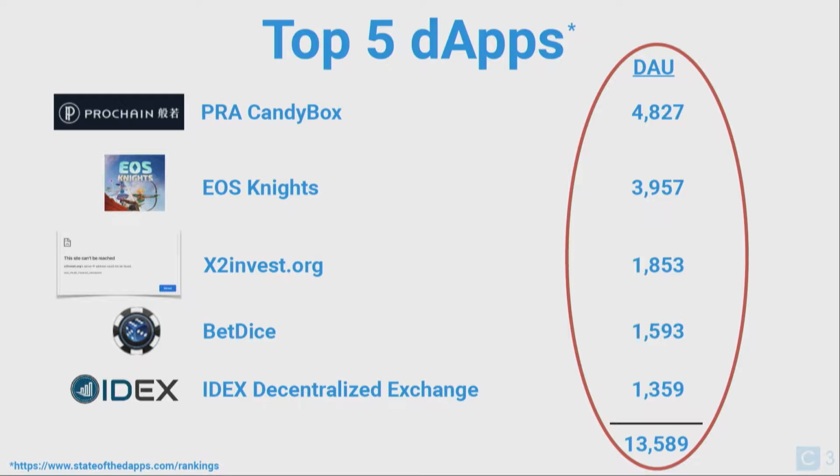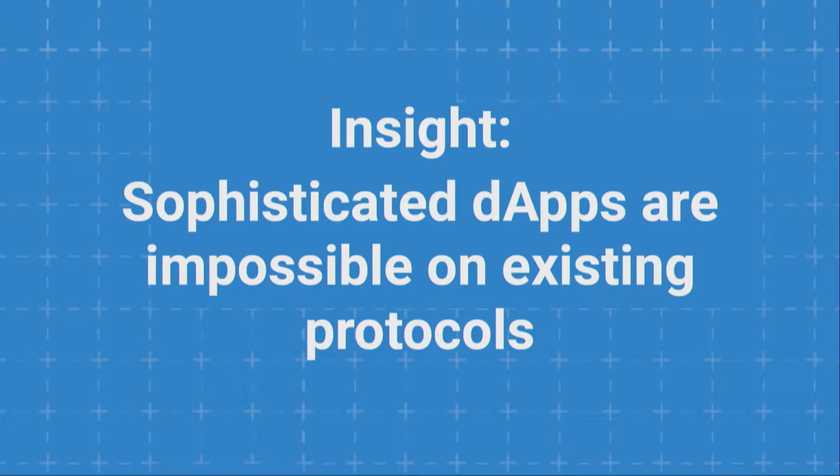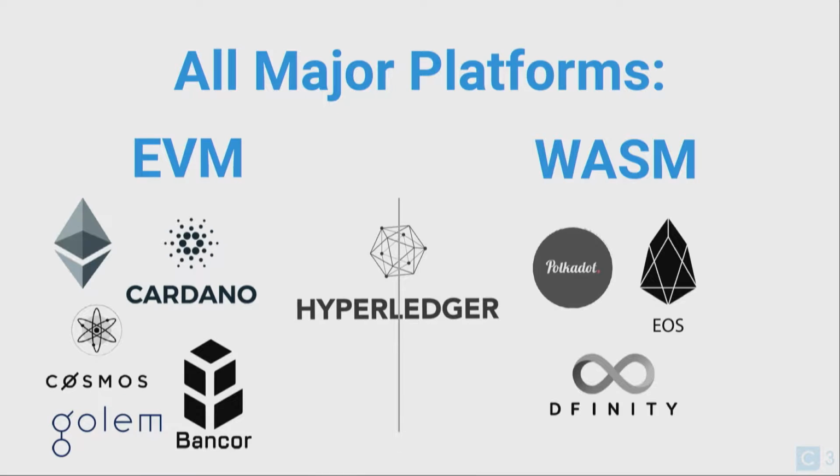13,589 people in one day using dApps in the entire world. They are almost completely non-existent. dApps aren't a thing. That's because sophisticated dApps that do things that are useful and interesting to us are not possible on existing protocols today. This is stuff that you only know if you're actually a developer trying to build useful stuff. So there's no killer dApps because there can't be. Let's take a look at why.